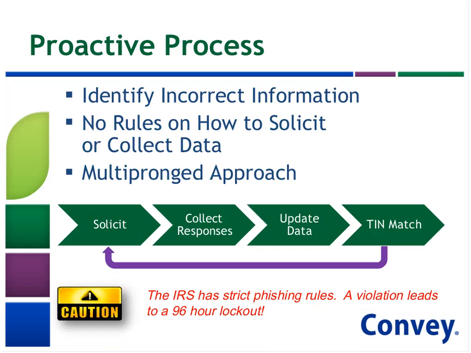So really what we're talking about again is a proactive process. It's to identify that incorrect information. A big piece of this is when you're doing this proactively, you don't have rules on how you're soliciting or collecting that data. You don't have to go through the B notice process or anything like that. It really allows you to take a much more pragmatic approach to the problem in getting that information.